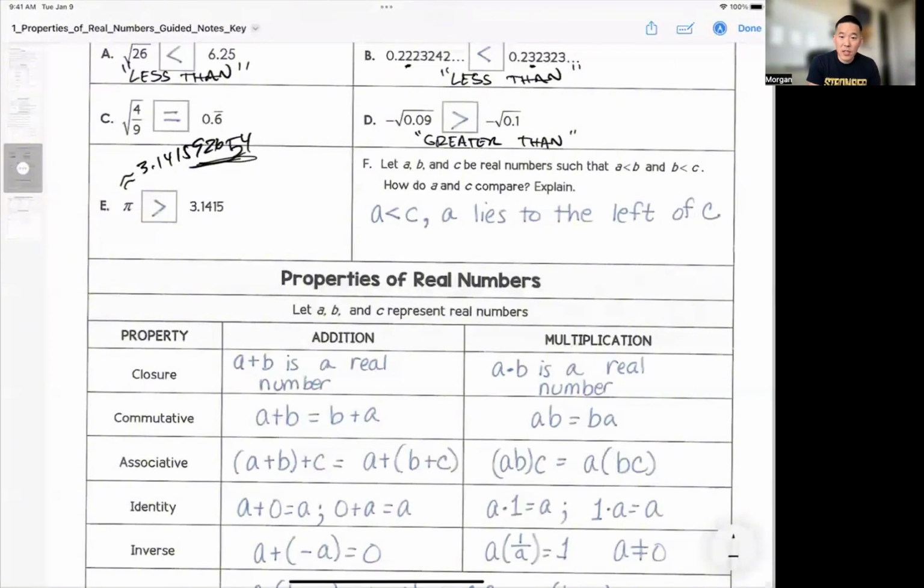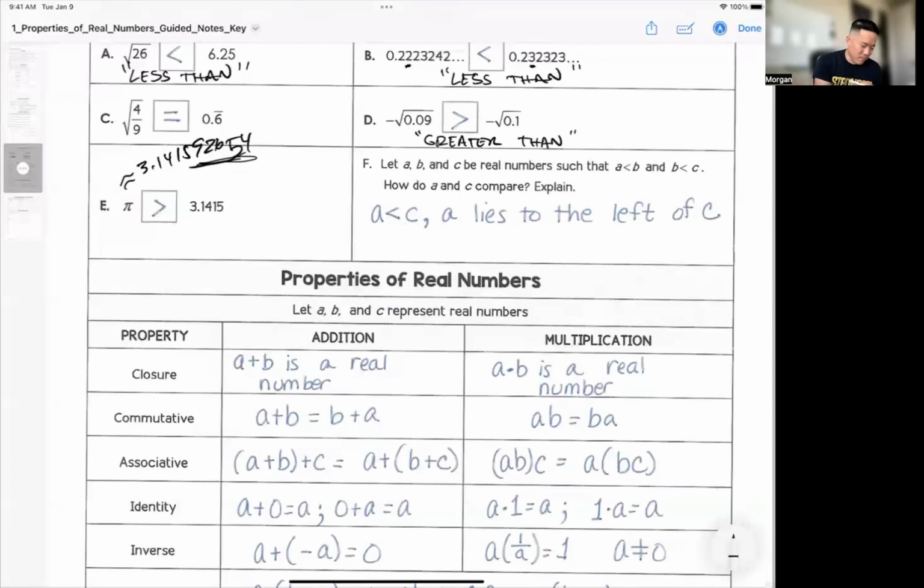This one's a little bit tricky. Give yourself a moment. Think about it, right? Let A, B, and C be real numbers, right? A is smaller than B, and B is smaller than C. How do A and C compare? Explain, right? Well, A is less than C because A lies on the left side of C.